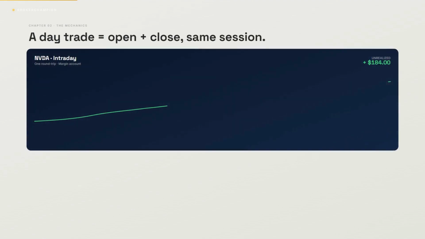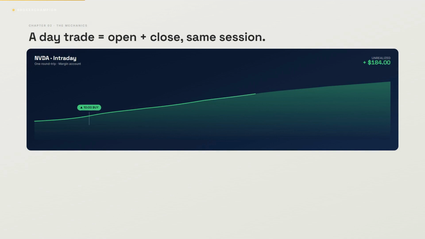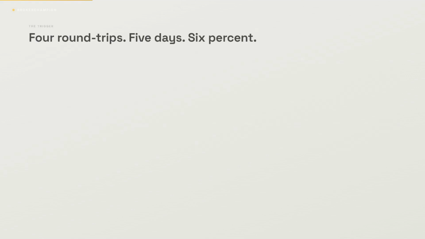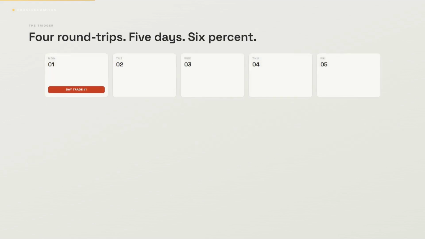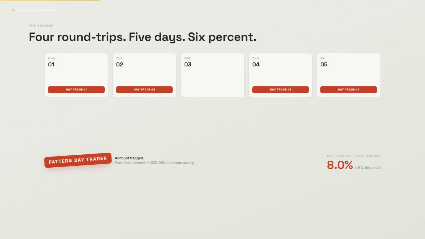Now the PDT rule. The mechanics are clean. A day trade is the opening and closing of the same security in the same session in a margin account. Buy Nvidia at 10 a.m., sell it at 2 p.m. That's one day trade. Hold it overnight, not a day trade. Do 4 of those round trips inside 5 business days, and they make up more than 6% of your total trades, and your account gets flagged.